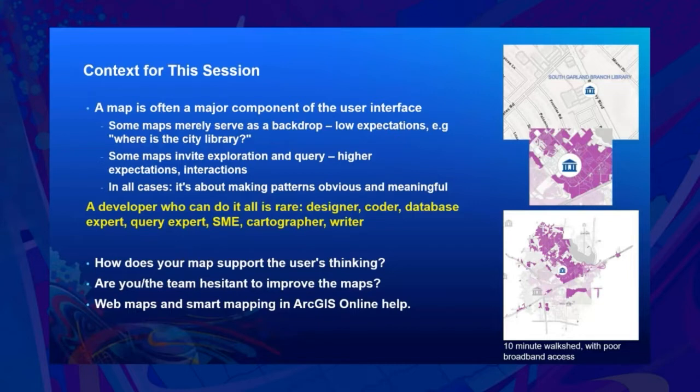And it's hard to find a developer who can do it all: write good code, design good applications, be a database expert, a query expert, a subject matter expert, a great cartographer and writer. Well, we can't fix all that stuff, or address all that stuff rather, in one meeting, one discussion. But we do want to simplify one part of your life, and that's how can I get a great map into my app in an efficient amount of time? And web maps and smart mapping are here to help.